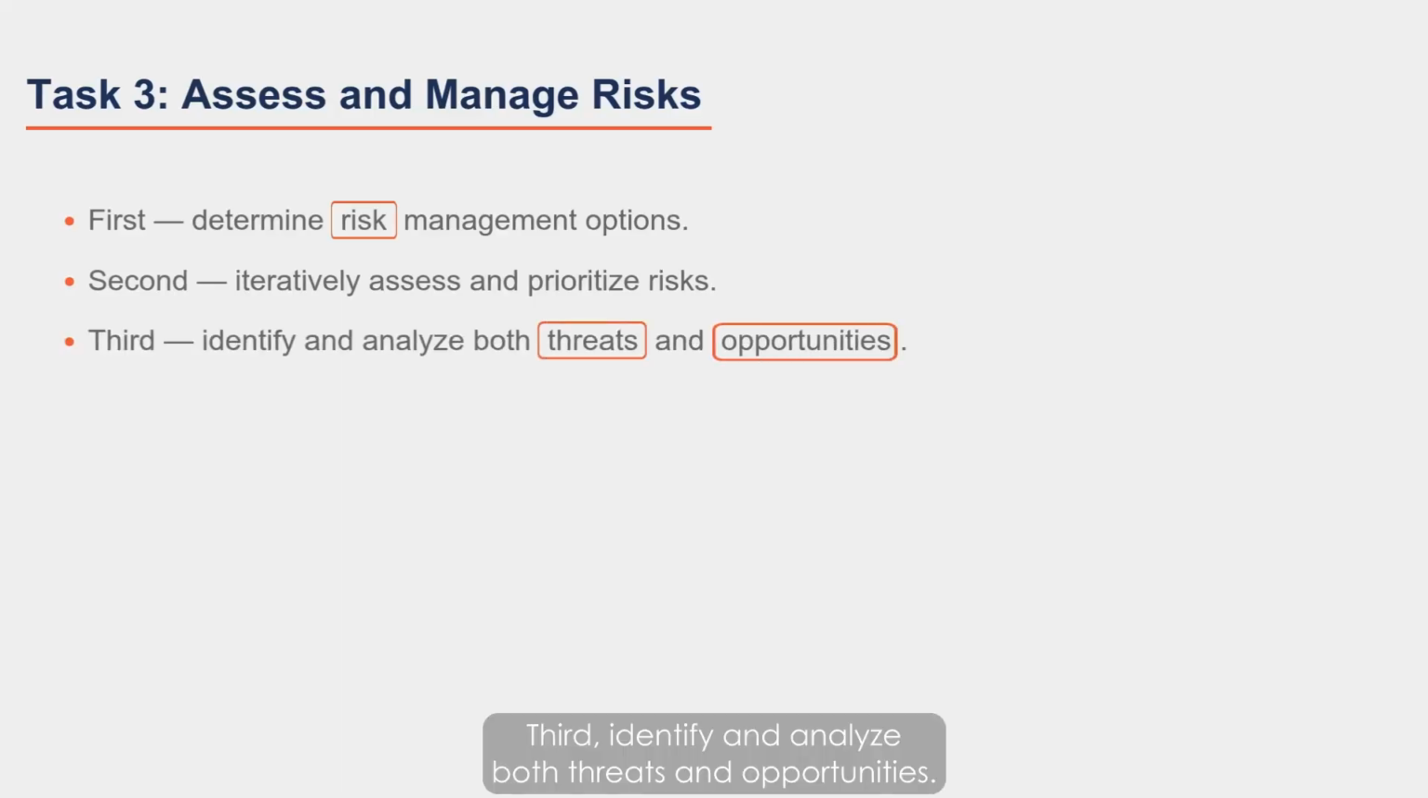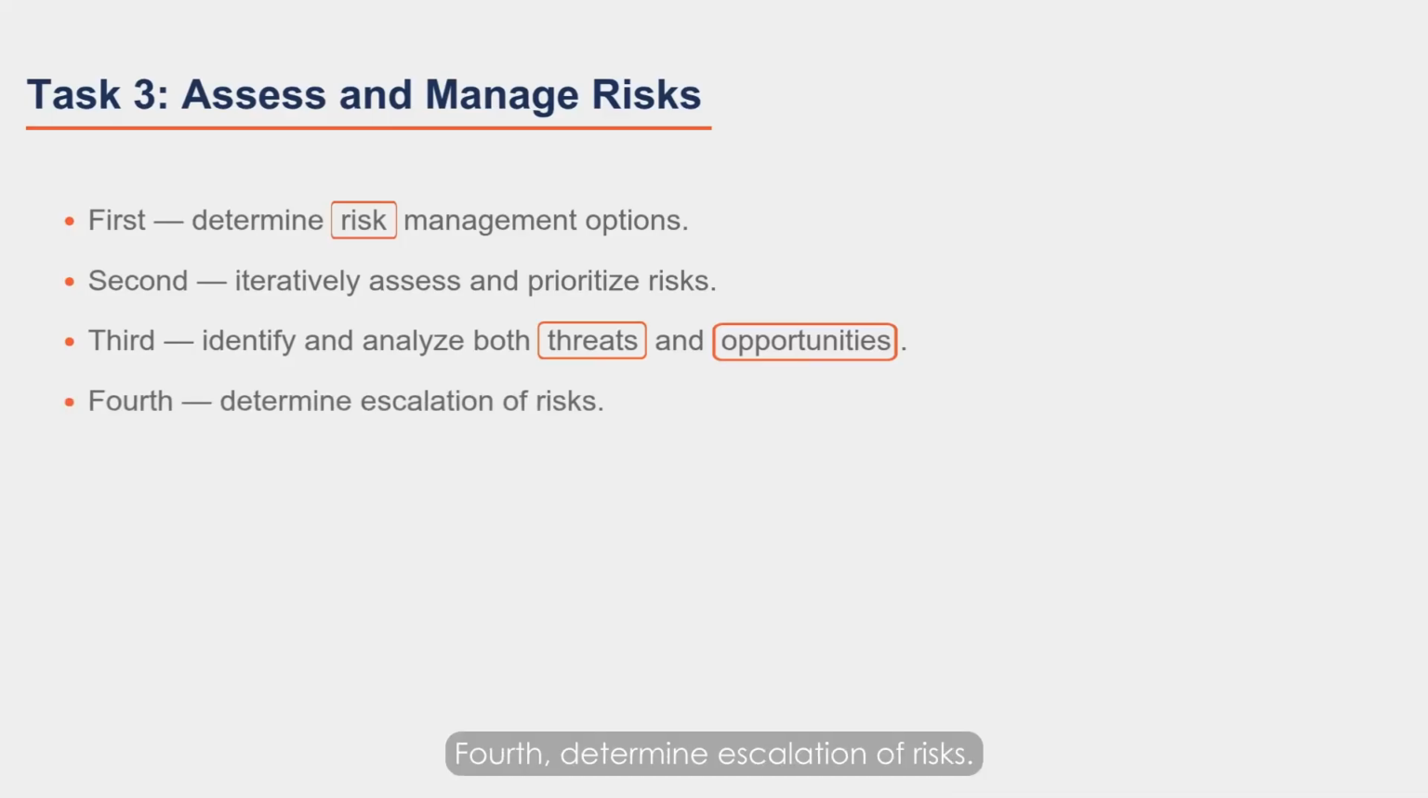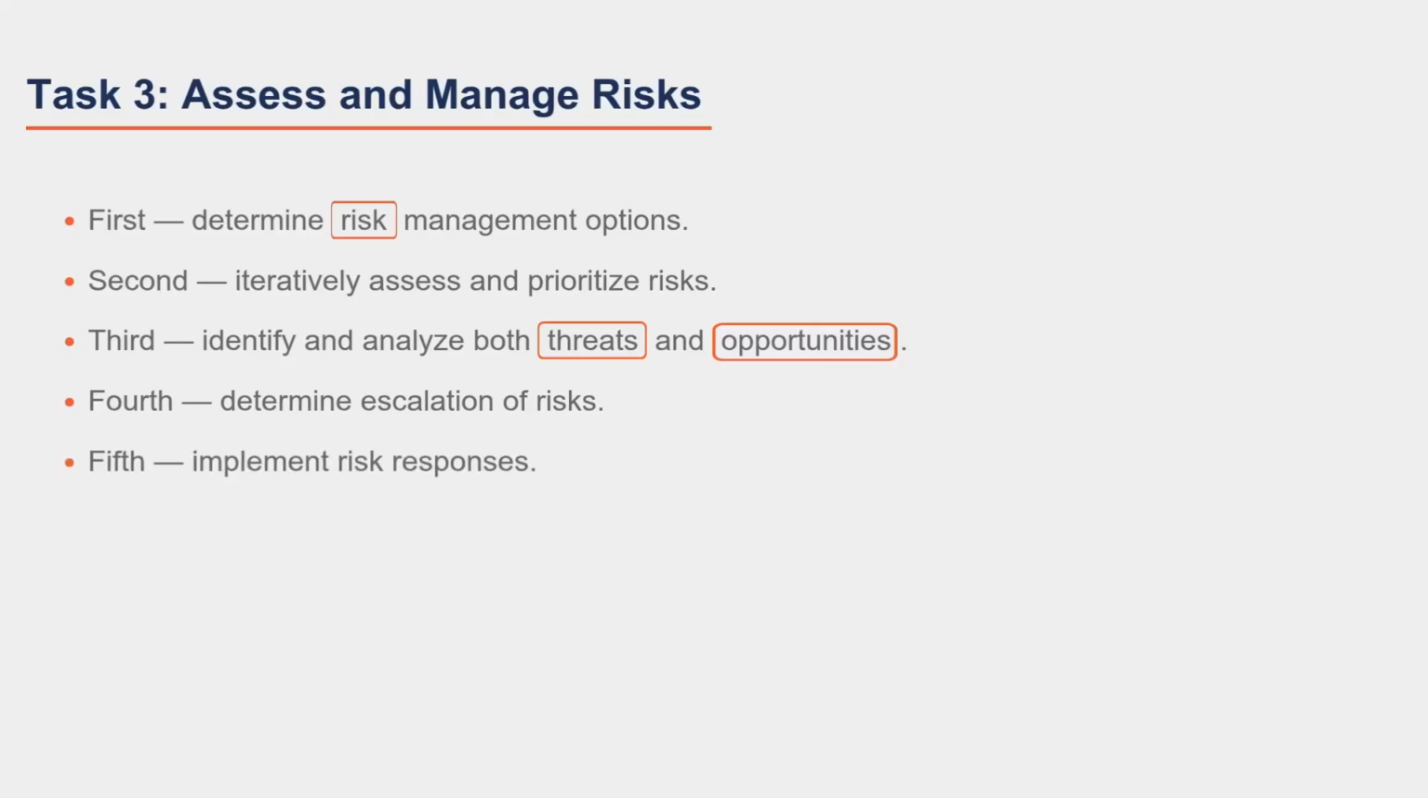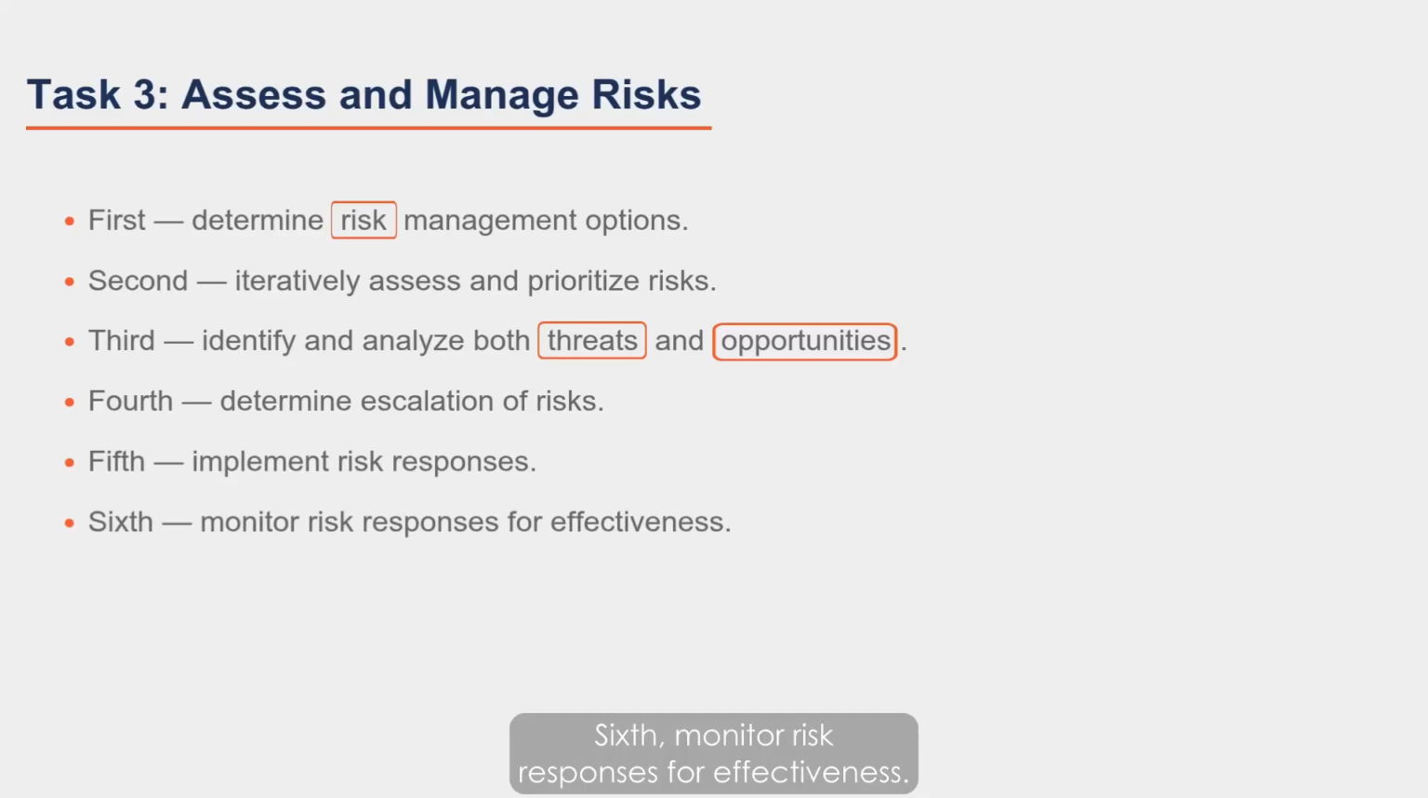Third, identify and analyze both threats and opportunities. Fourth, determine escalation of risks. Fifth, implement risk responses. Sixth, monitor risk responses for effectiveness. 6 enablers covering the complete risk lifecycle. The exam tests all 6, but particularly the distinction between threats and opportunities, and the appropriate response strategies for each.